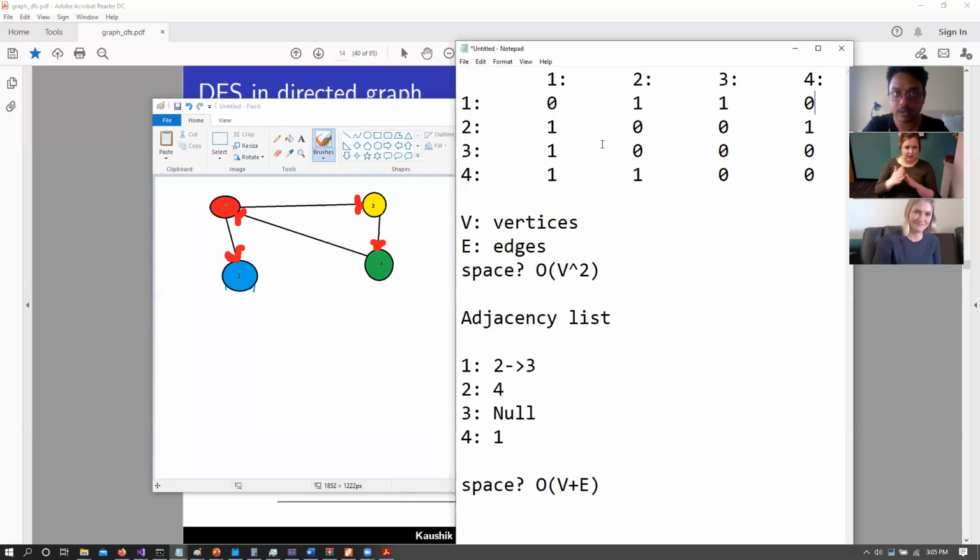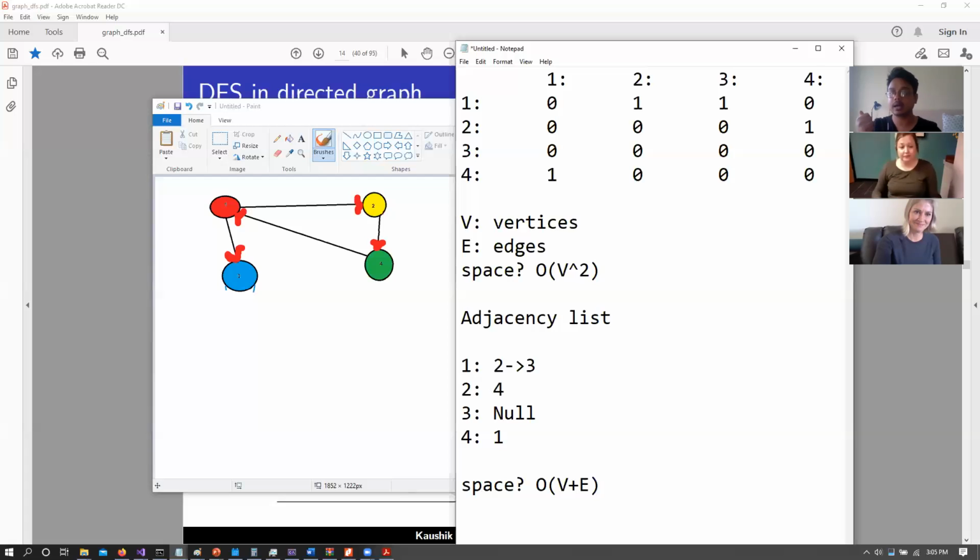Then from 2, it is only connected to 4. So that goes out and this becomes 0. 3 isn't connected to anything, so this becomes 0. 3 has an entire row of zeros. This is what we call a sink vertex. We'll come to this later. But a sink vertex is essentially some vertex where no edges go out of it, but some edges can come into it, but nothing goes out, like a kitchen sink. Okay, and finally 4 only has a connection to 1.